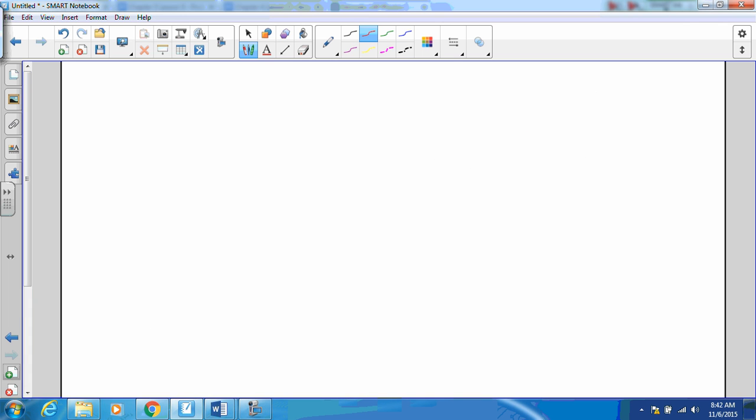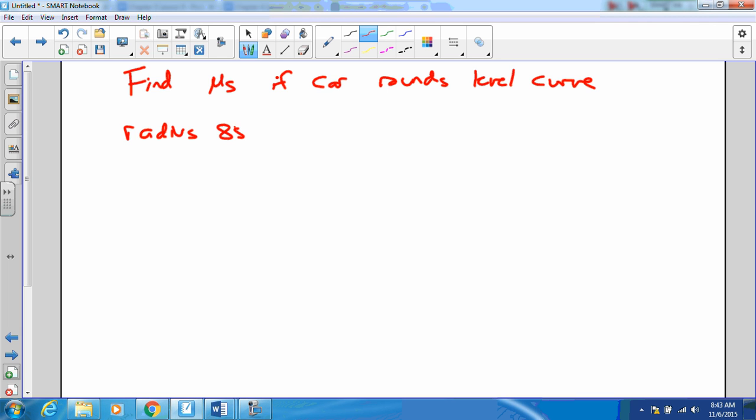Sure. Number 10. Number 10, how's it go? How large must the coefficient of static friction be between tires on the road if a car is to run a level curve with a radius of 85 meters at a speed of 95 kilometers per hour? Car rounds a level curve of radius 85 meters. Oh my. So a radius of 85 meters, let's see here. No, it's not horrible, but we'll see. At 95 kilometers per hour.